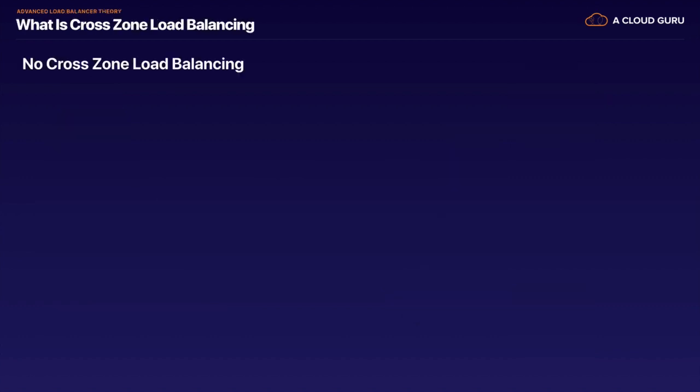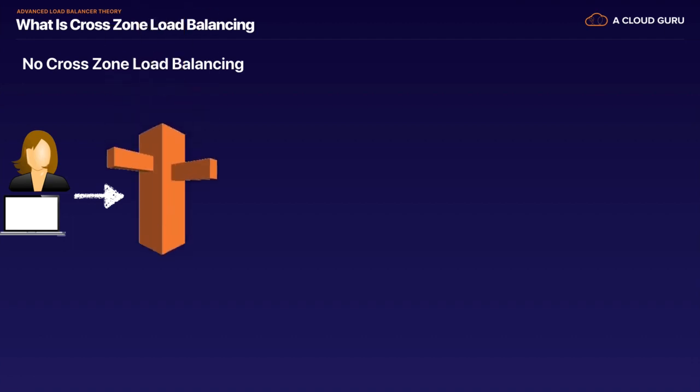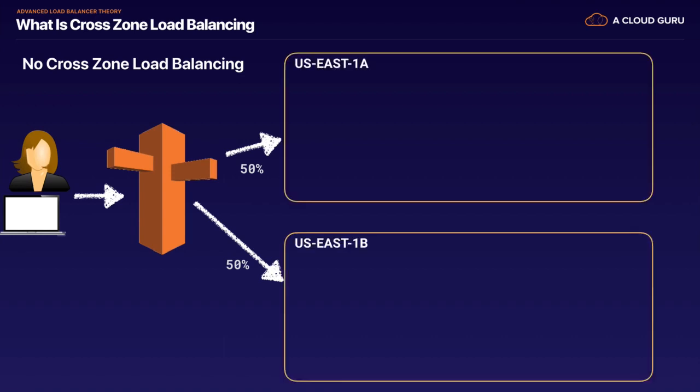Let's go on to cross-zone load balancing, and we'll start with a scenario where we don't have cross-zone load balancing enabled. So we've got our user, we're using Route 53 for our DNS, and Route 53 is splitting our traffic 50-50 to two different availability zones, US East 1A and US East 1B. And in each of those availability zones, we've got a load balancer, and we can say it's a classic load balancer just for this example.